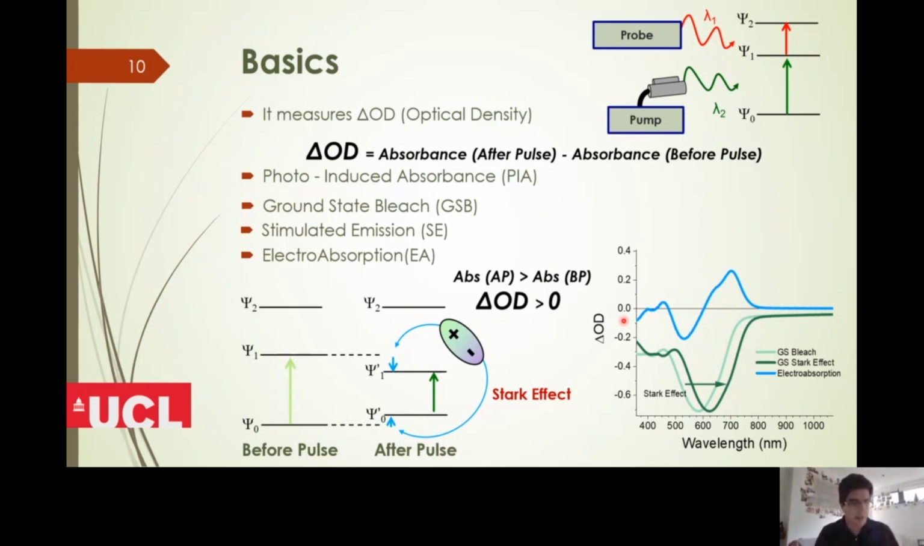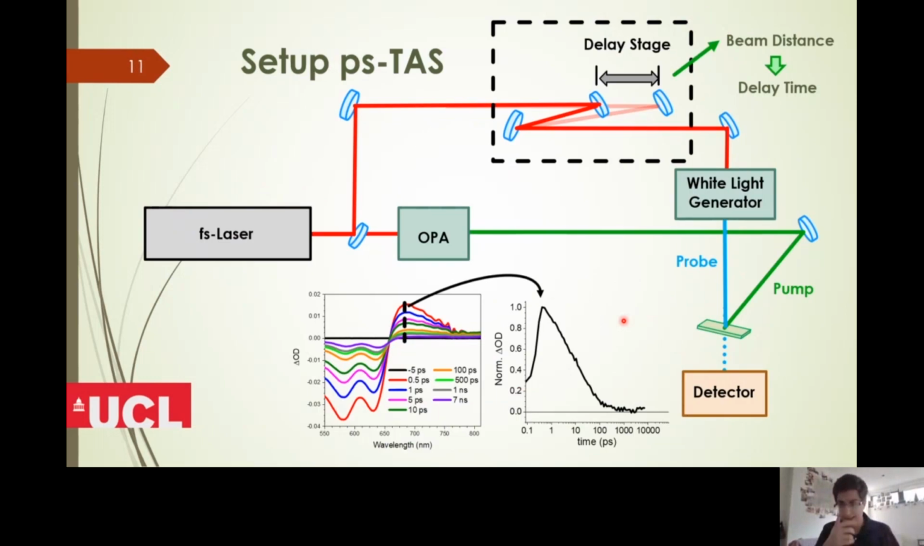Now I'm going to talk to you a little bit about the different setups that you can have for TAS. Mainly there are 2, and they are different because they can measure different things in different timescales. The first one is the picosecond TAS. For the picosecond TAS, you will need a femtosecond laser, because of course you need a laser with a pulse width smaller than the actual thing that you want to measure. Otherwise, you would only be able to see the actual laser.